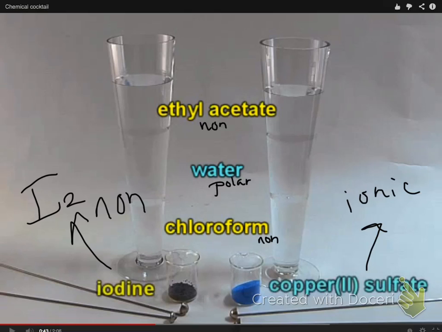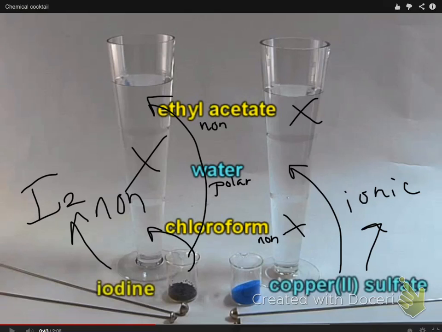Okay, so what we should predict, or what we should see happen here, is that our ionic copper 2 sulfate should dissolve only in the water. So copper 2 sulfate should dissolve in the water, but not in the chloroform or the ethyl acetate. And the iodine should dissolve in the chloroform and the ethyl acetate, but not in the water. So it's kind of cool to see this happen. So I want you to see it. And I'm going to be quiet and let you just watch. Turn up the volume here so you can hear it.